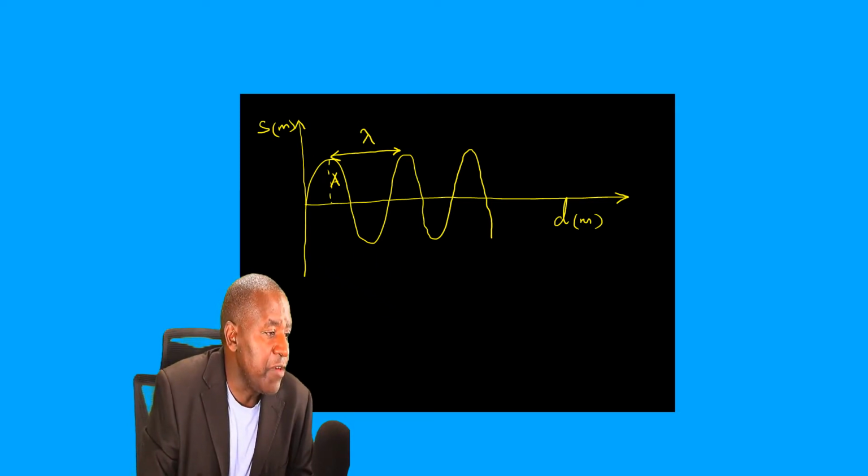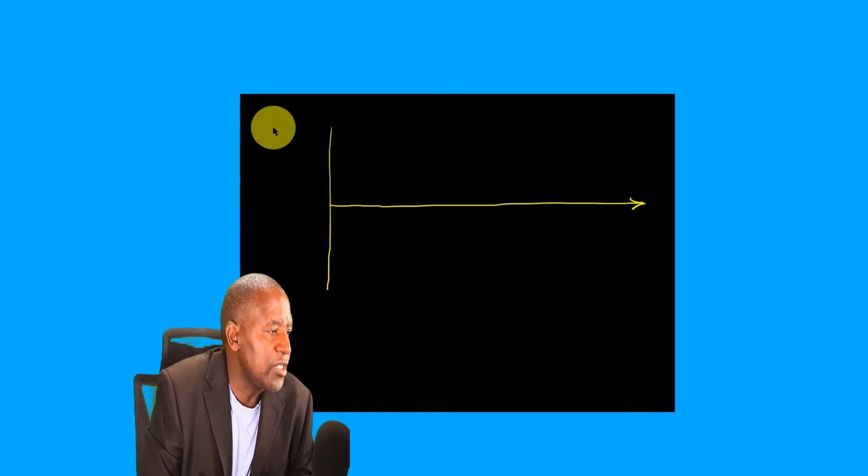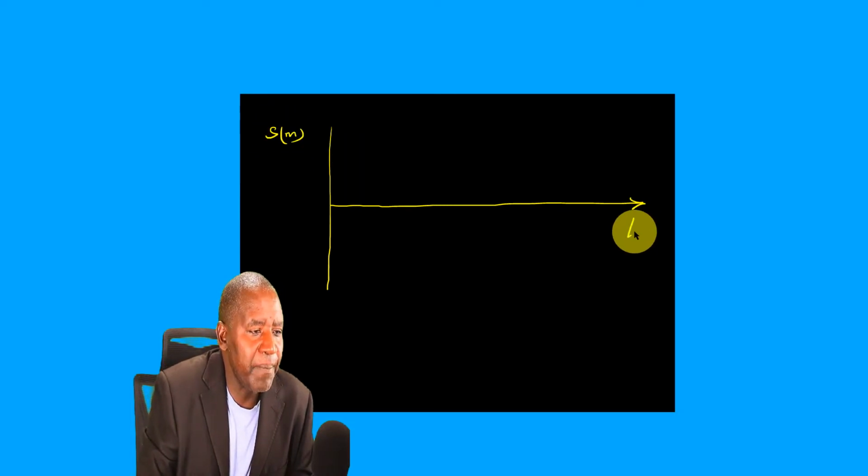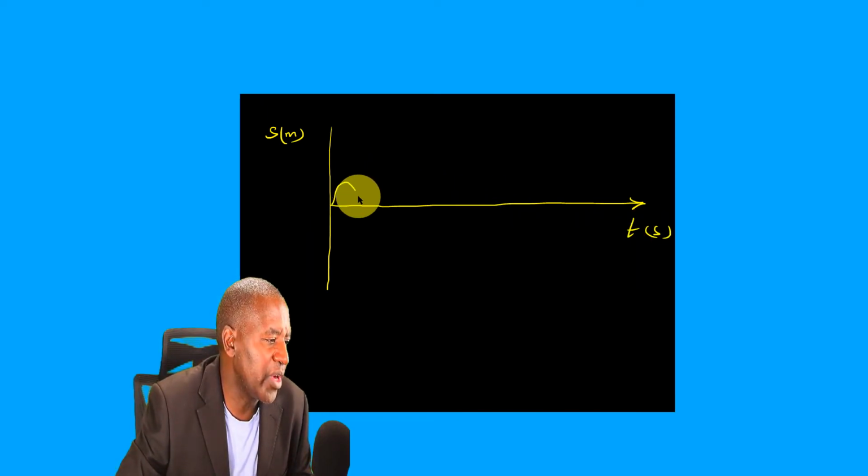Now, if this same wave was such that we are drawing a displacement time graph, displacement again in meters, and here time in seconds, and maybe the kind of wave we get this time is something like this.